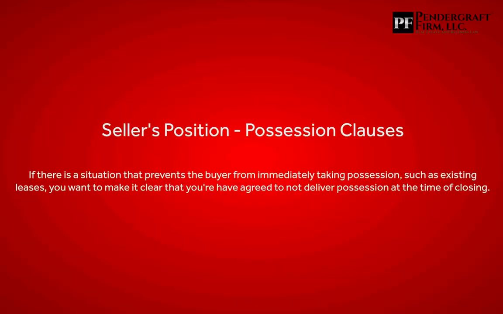On the other hand, the seller's position on possession clauses. If there is a situation that prevents the buyer from immediately taking possession, such as existing tenants on the property, you want to make it clear that you have agreed to not deliver possession at the time of closing, and that they are buying the property with tenants on the property or whatever's there, or squatters, whatever it may be.